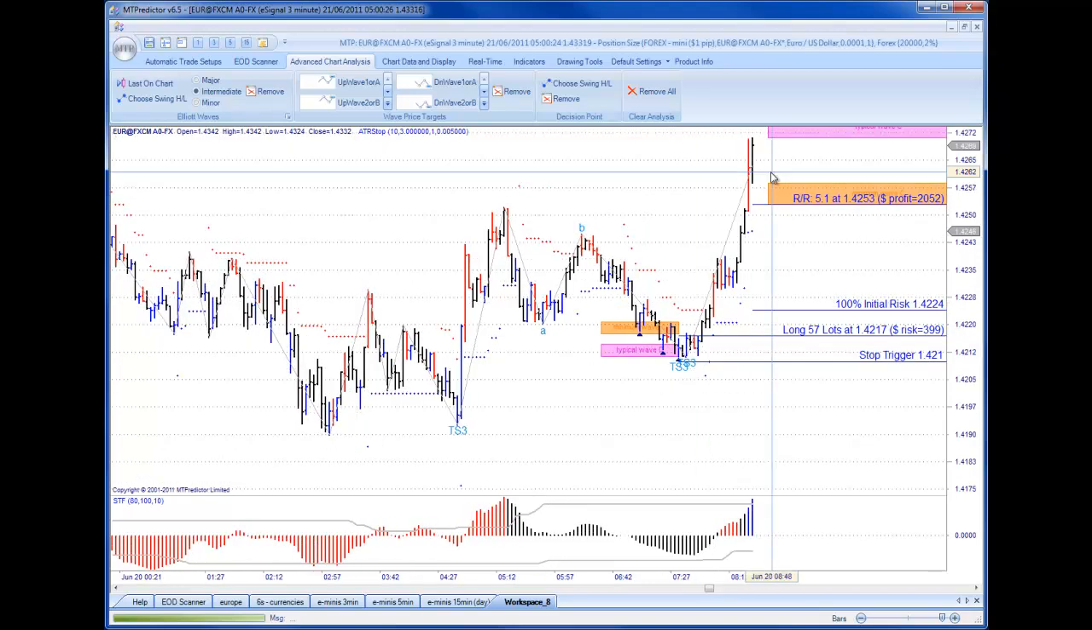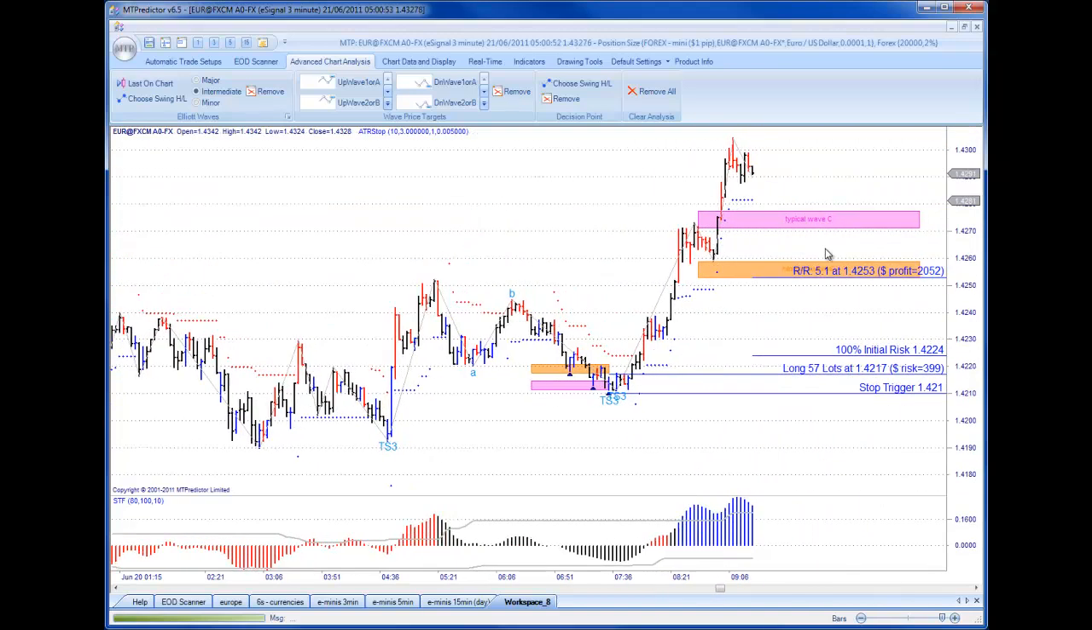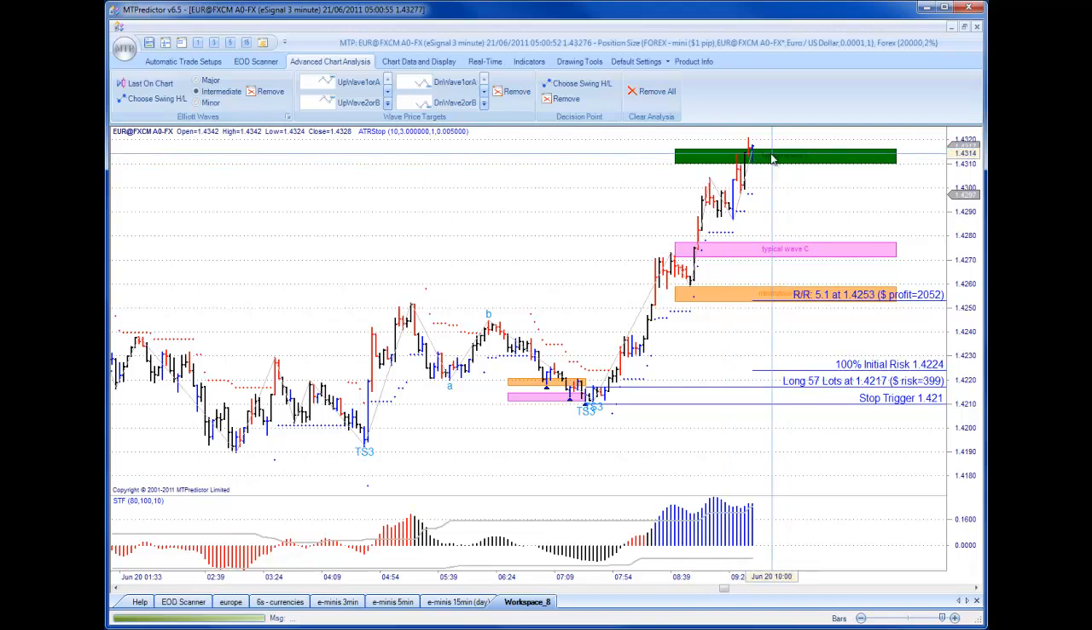It goes up into our first target where there would have been a nice plus 5R profit. So even at the first target, plus 5R would have more than made up for the -2R loss there. So plus 5 minus 2 equals a profit overall of plus 3R. So even at the first target it would have been a good trade. However, because we assume that this is a wave 2, we don't look to come out at the first target. We actually play for the typical wave 3.